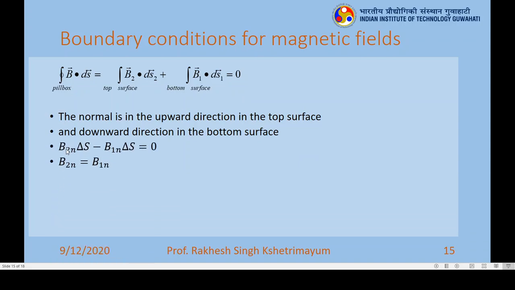So we can write B2n delta S minus B1n delta S is equal to 0. In the top surface, the direction of the normal was upward, in the positive z direction. In the bottom surface, the direction of the normal was in the negative z direction. That's why we have a negative sign here. So finally what we are getting is B2n is equal to B1n. What it means is that the normal component of the magnetic flux density is continuous at the interface.